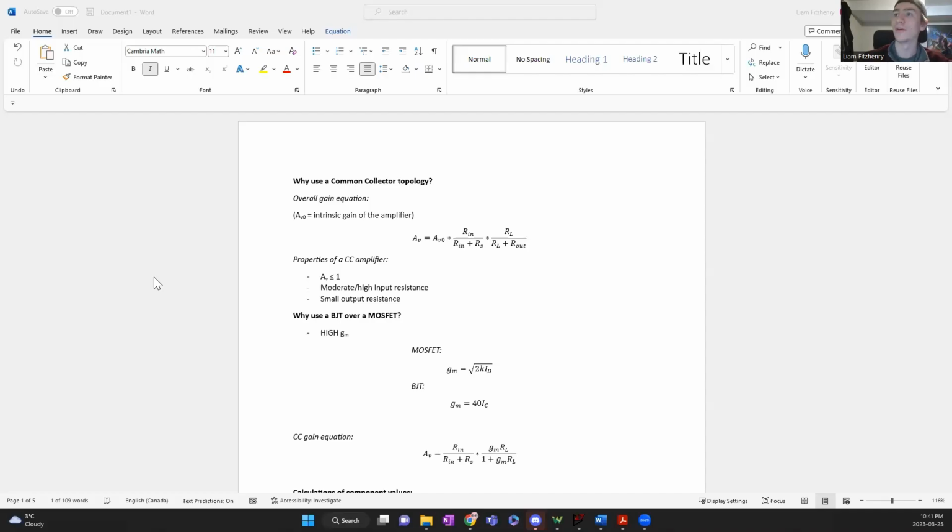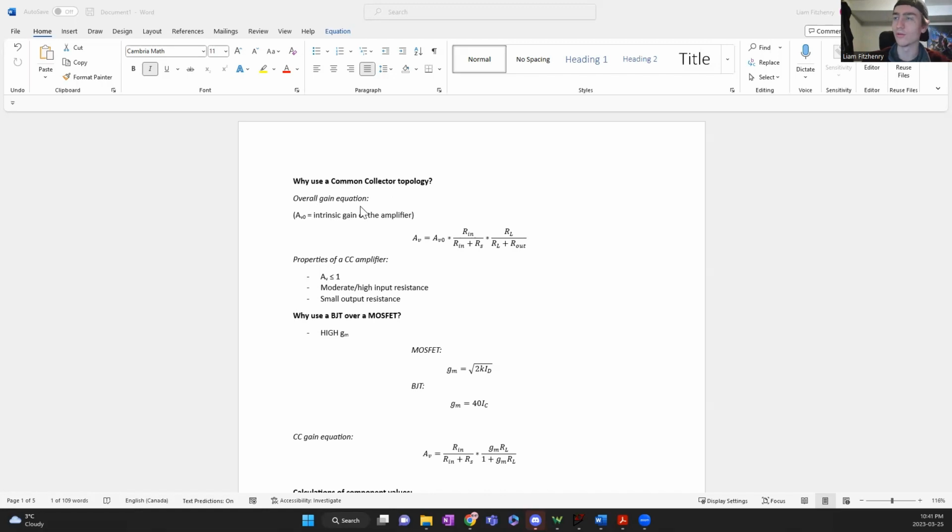So I have this lovely Word doc here that'll hopefully outline the steps I took to design this circuit. The first thing I needed to figure out was which topology I was going to be using. I decided on a common collector topology, and this is for a few different reasons.